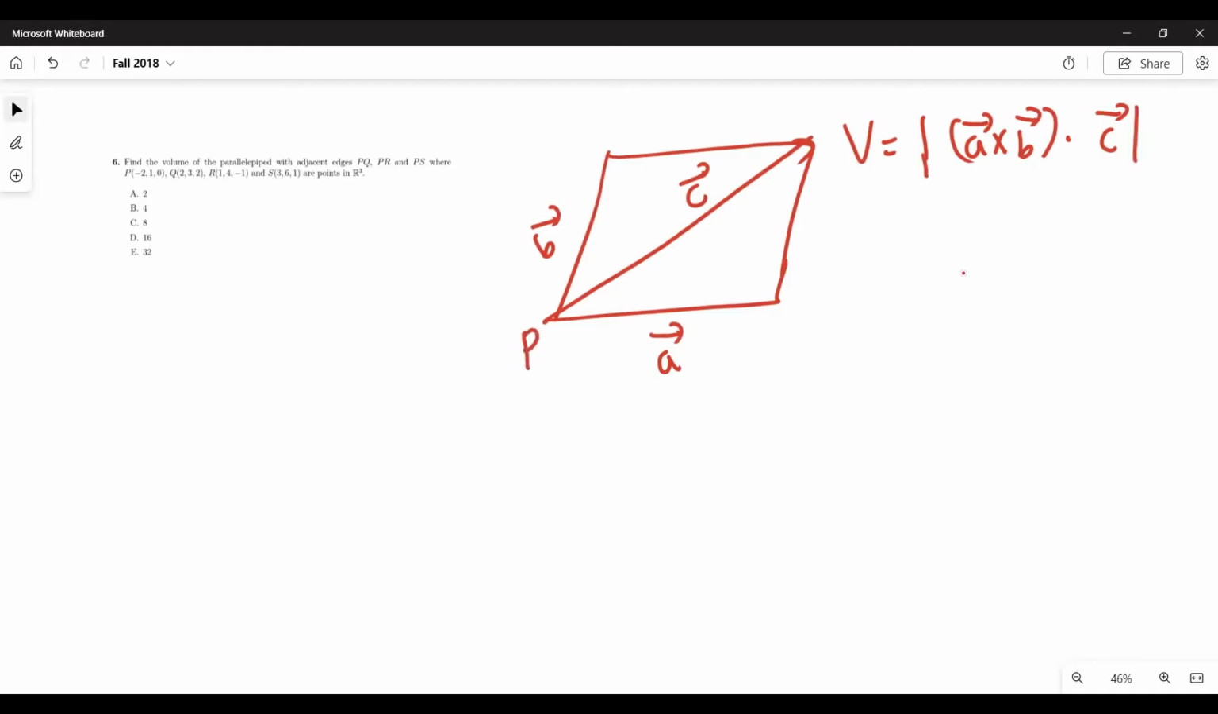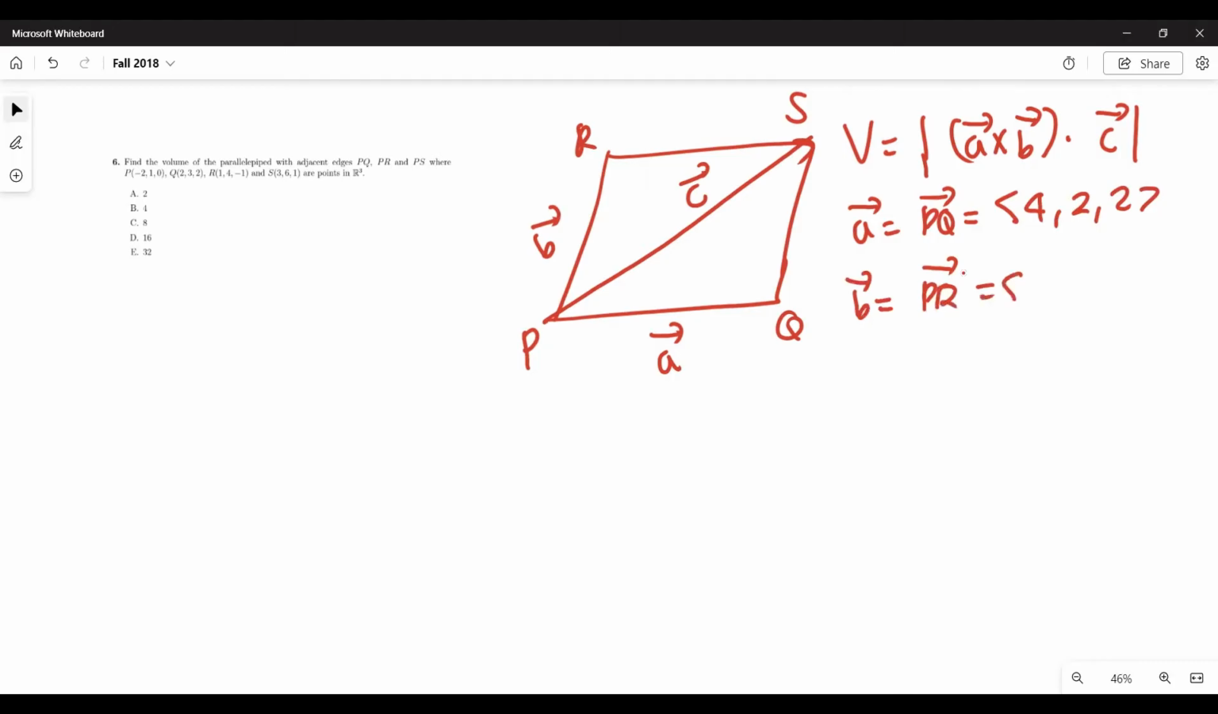So we do P, Q, R, S. A becomes our vector PQ, which is 4, 2, 2, and vector B becomes vector PR, which becomes 3, 3, negative 1, and then vector C is our PS. PS becomes 5, 5, 1. Okay, so we have vectors A, B, C.